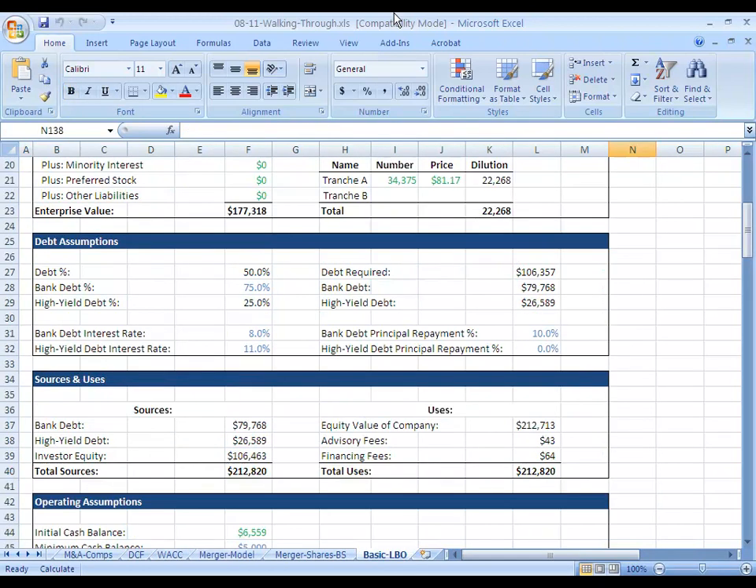But the example I just gave for the walkthrough is really all you need to say for the most part in interviews. If they want more detail on any part, they can ask you to do so at the end once you've finished. So that's how you walk through an LBO model.